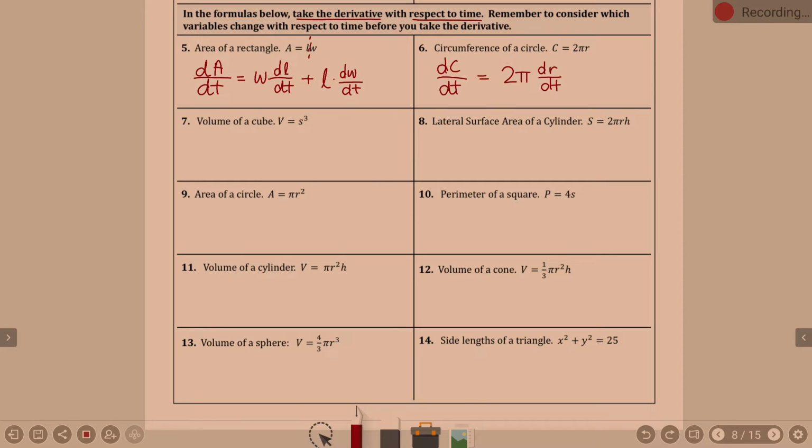Derivative of volume of a cube: 3s squared. Derivative of volume with respect to time, dV/dt. The derivative of s cubed is 3s squared, times ds/dt. Well, there was a 2 in the last one.